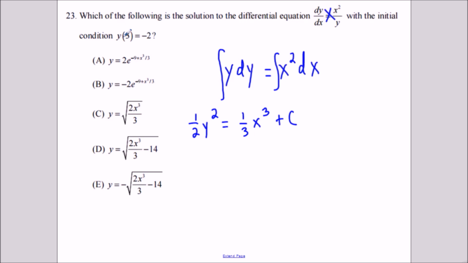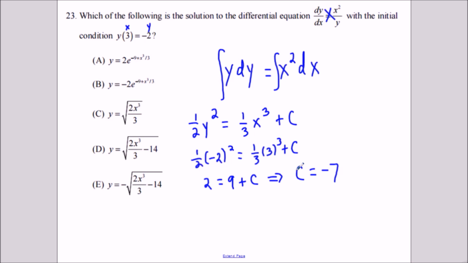So now we make use of the initial condition, but be careful. This represents the initial x and the initial y. This notation could be a little confusing, but it's kind of like function notation, but with a y as the function's definition here. So if we plug in -2 for y, we're going to have 1/2 times -2 squared equals 1/3 times 3 to the third power plus c. And it's going to give us half of 4, which is 2, equals 9 plus c, which implies that c is equal to 2 minus 9, or -7.